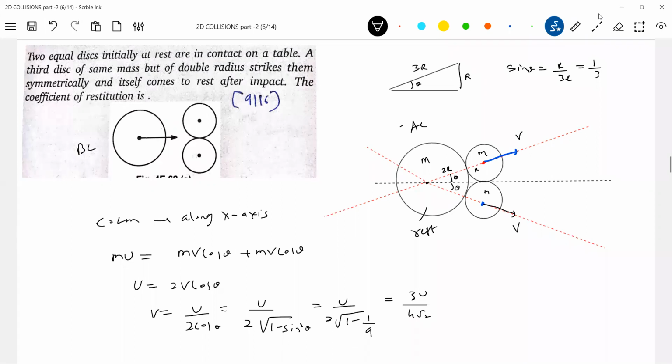So how to get the coefficient of restitution? There's a line of impact. Then e is equal to v minus 0 by velocity of this. This is what we assumed, u cos theta. So directly substitute this now. V equal to u cos theta. I think already we have some information, you see that. V is equal to what? u by 2 cos theta.